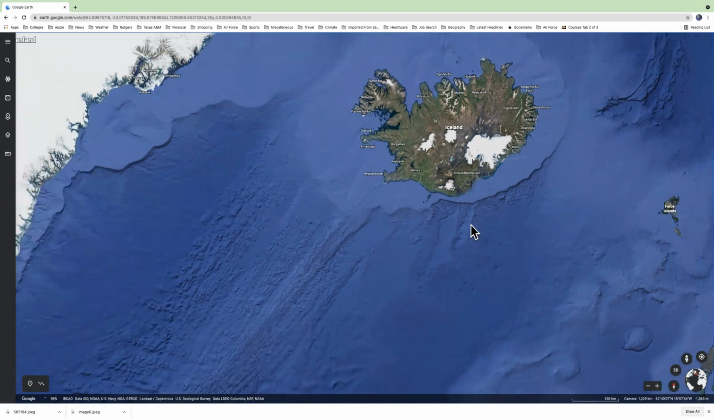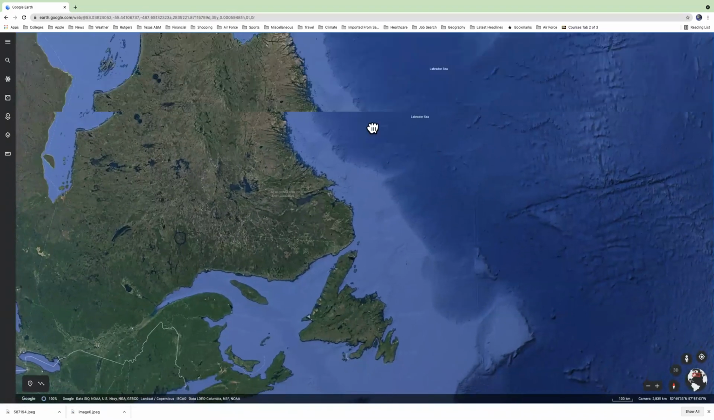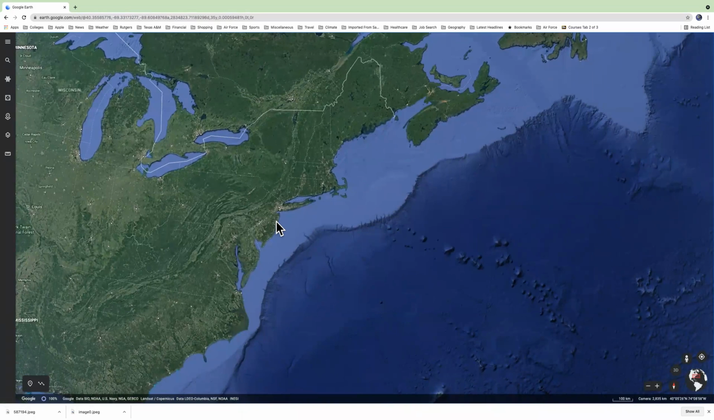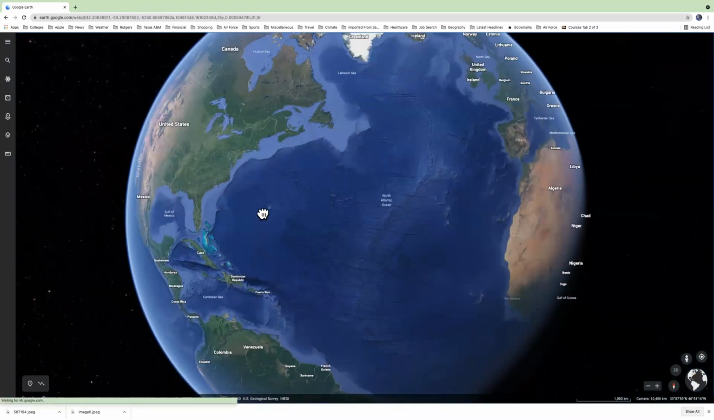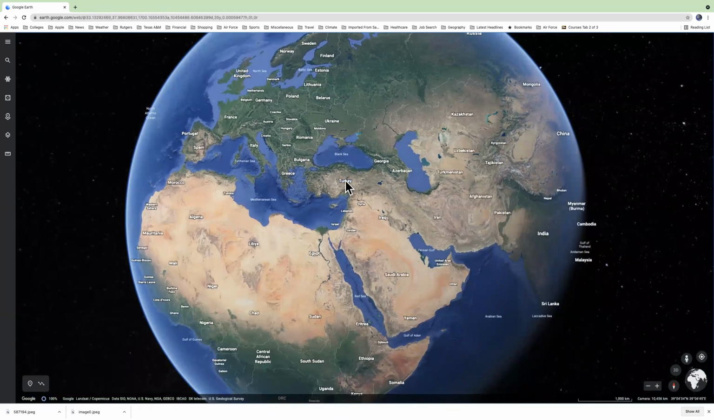So you can see a lot. You can see a lot using Google Earth. There will be some exercises based on it. You can see things like, for example, let's look at Turkey. So you look at Turkey, there it is.